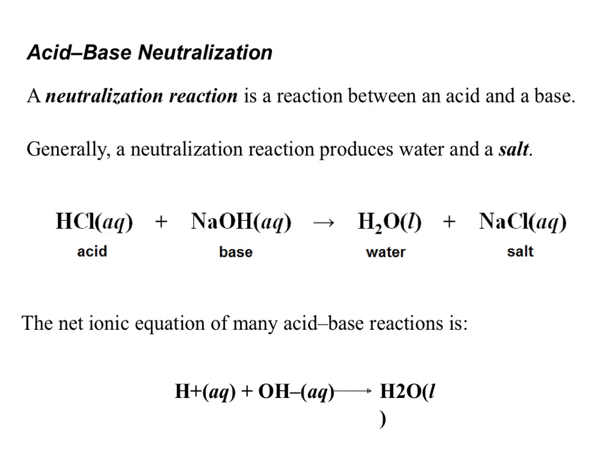Acid-base neutralization. A neutralization reaction is a reaction between an acid and a base. Generally, a neutralization reaction produces water and a salt. So for example, if we have hydrochloric acid and we mix it with sodium hydroxide, we will form water and sodium chloride. If we write the net ionic equation by removing the spectator ions, we will get the generic acid-base reaction, which is a proton reacting with a hydroxide ion to form water.